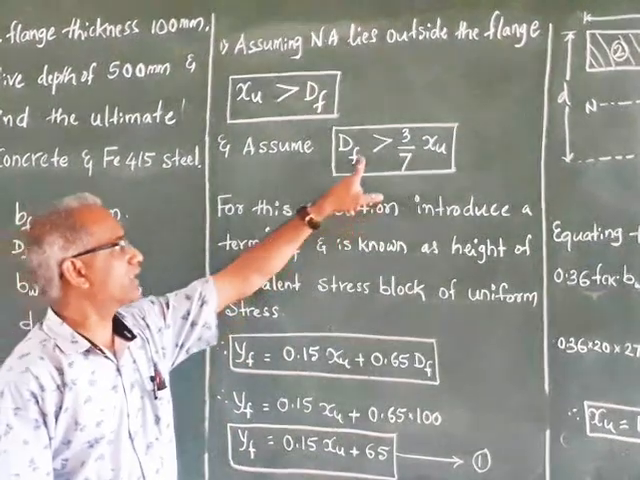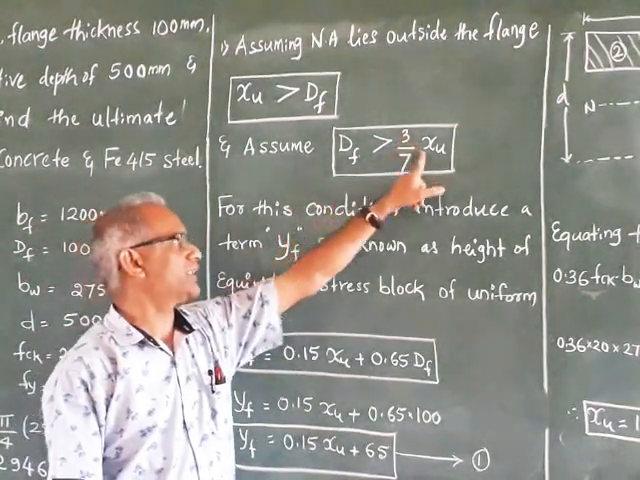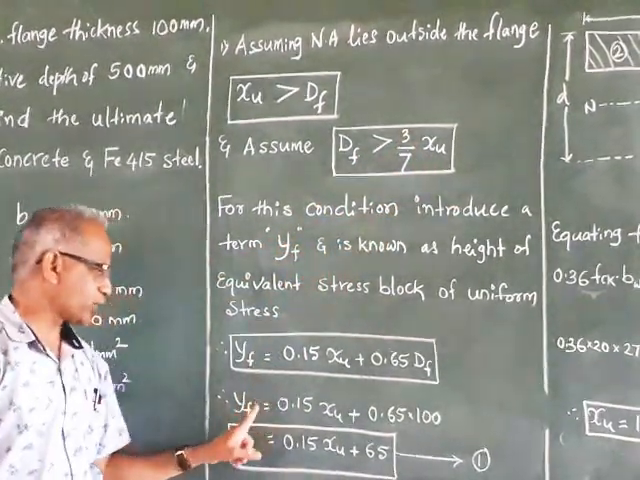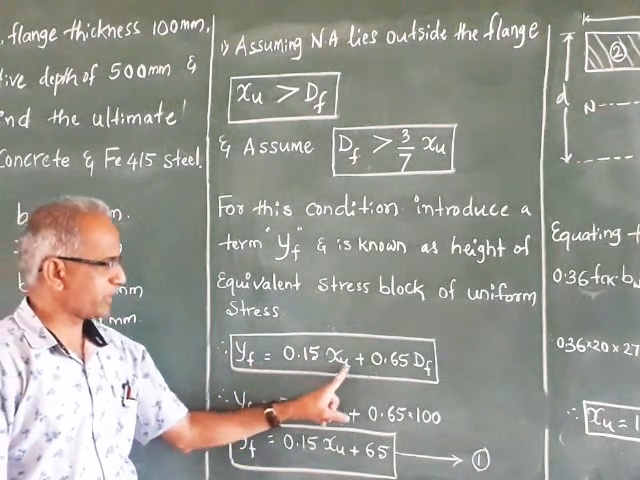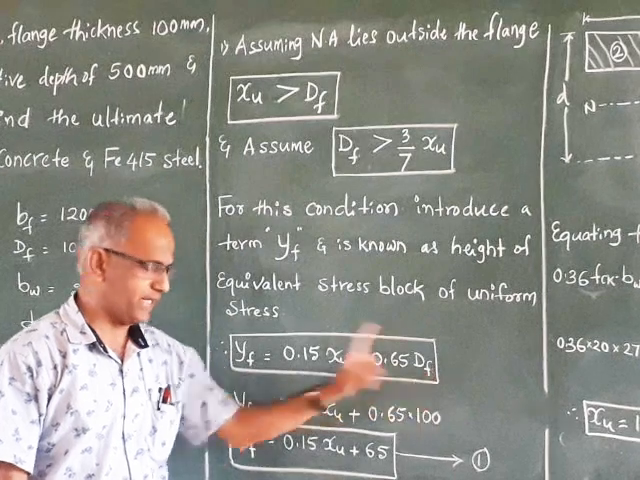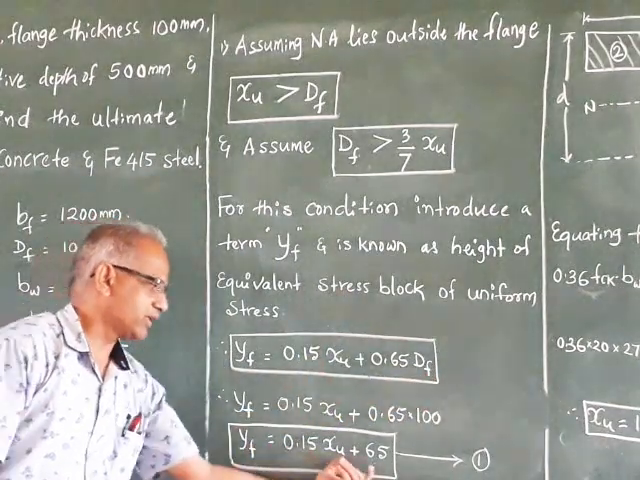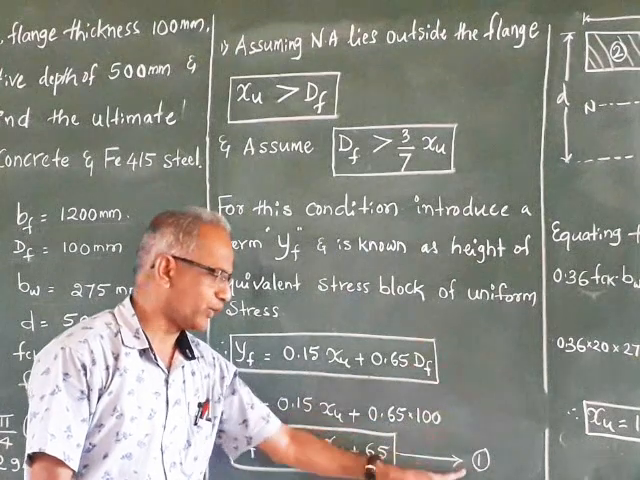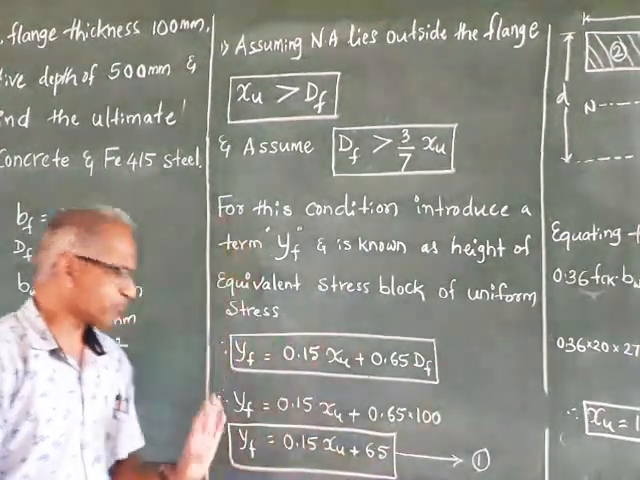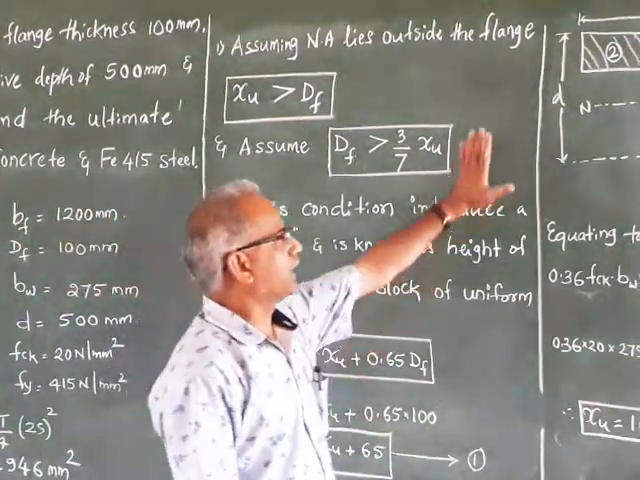When you are considering this condition, DF greater than 3/7 XU, first calculate YF using this equation, that is 0.15 XU plus 0.65 DF. Now this is the equation. Just write it as equation number 1. Later we are going to use this. Now again come to this.